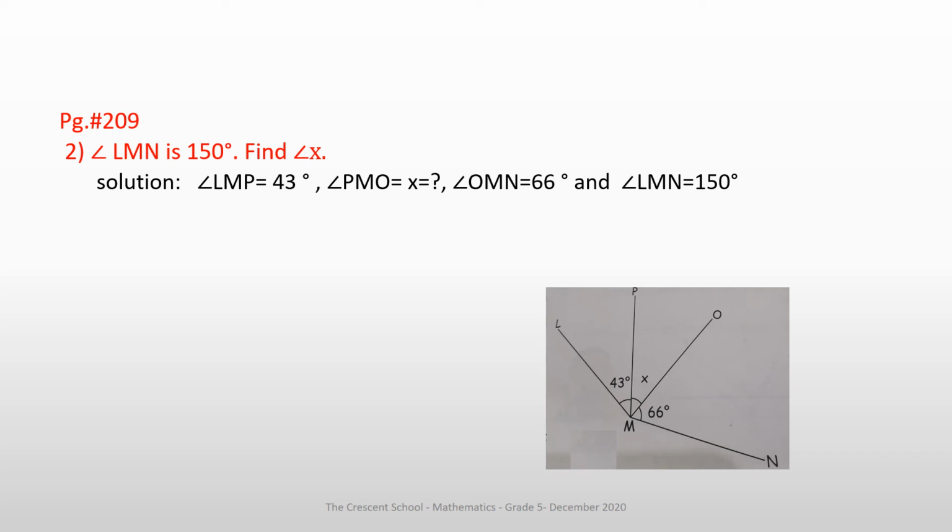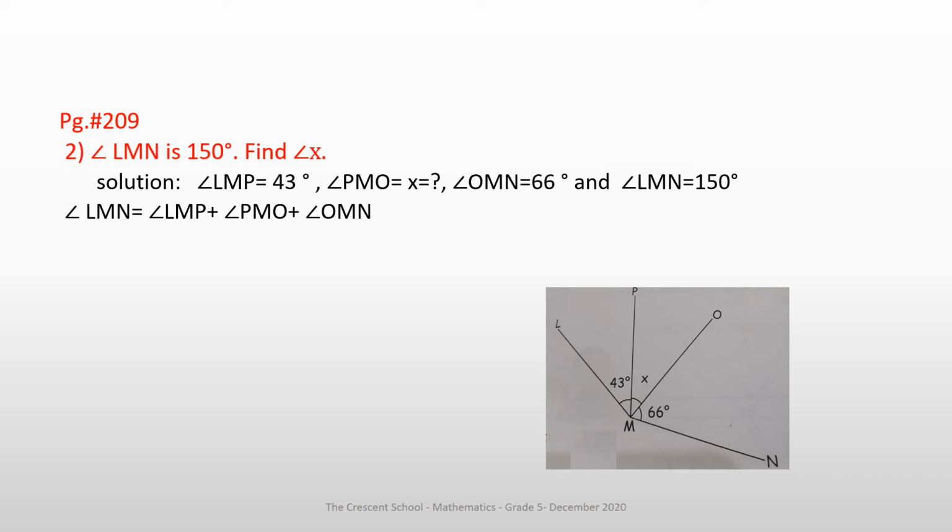For this, first of all, we will make an equation. Angle LMN is the sum of three angles: angle LMP, angle PMO, and angle OMN. Therefore, angle LMN is equal to angle LMP plus angle PMO plus angle OMN.